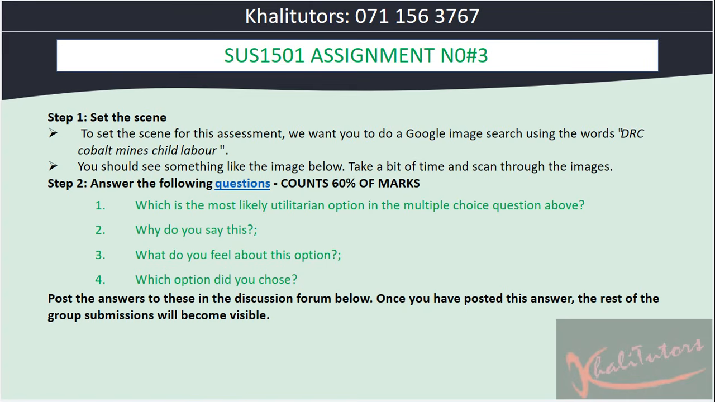Then the last part is, which option did you choose? You can only answer number 4 if you have done assessment number 1. You just have to write exactly what you chose, and that's it. Then the instruction says post the answers to this in the discussion forum below. Once you have posted this answer, the rest of the group submission will become visible.